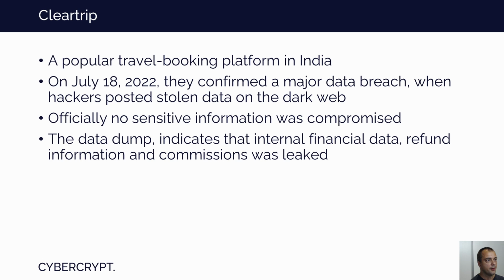ClearTrip is a popular travel booking platform based in India. On July 18, 2022, they confirmed a major data breach after hackers posted stolen data on the dark web. Officially, ClearTrip has stated that no sensitive information was compromised. But the data dump posted on the dark web indicates that internal financial data, refund information, and commissions were leaked.